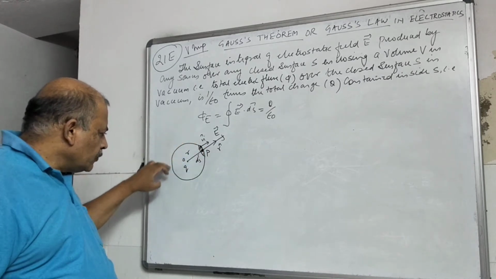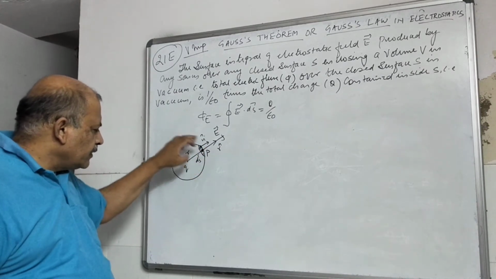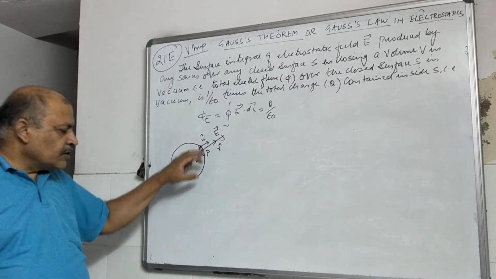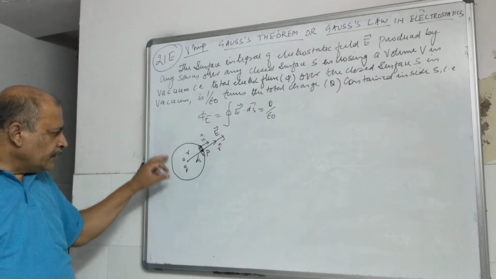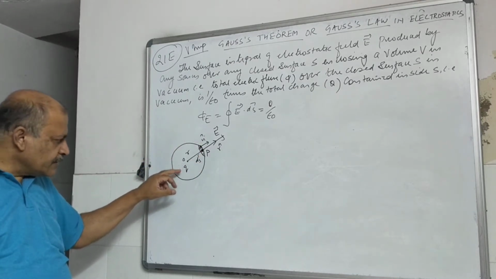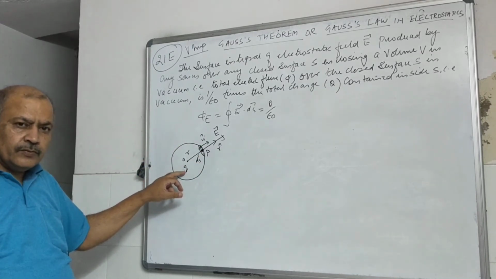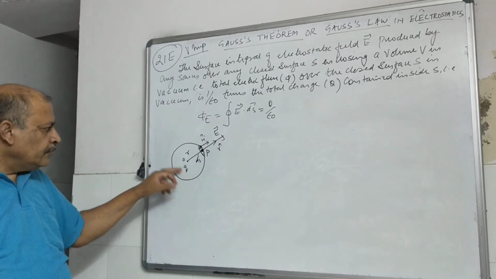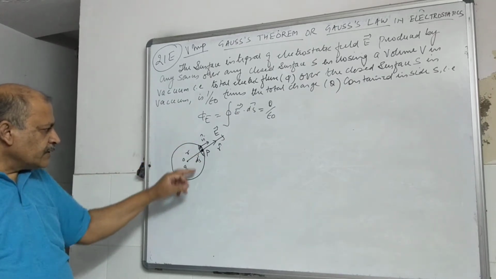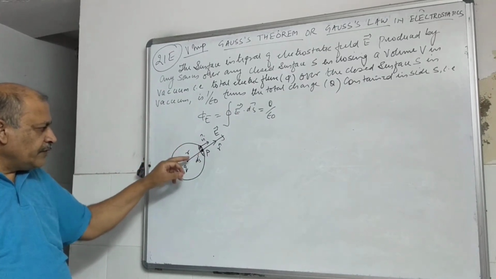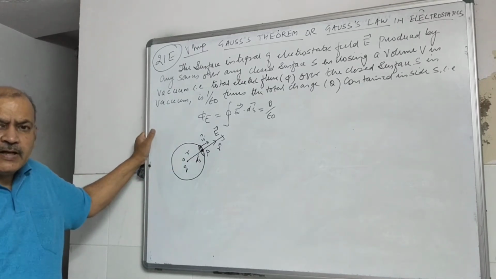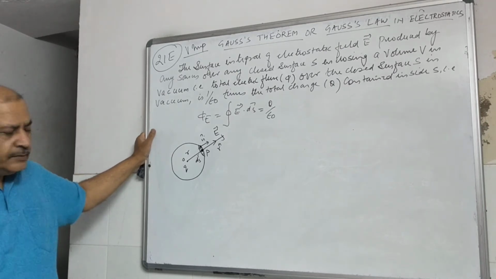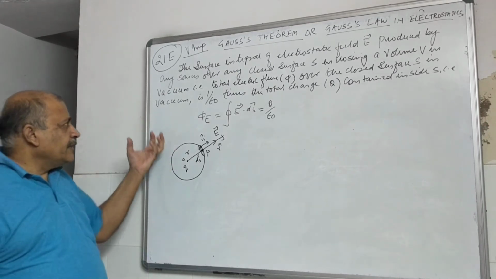Gauss law says the total electric flux coming out of this closed surface, right? Now this is a closed surface. In this the charge enclosed is this Q, right? So the total electric flux coming out of this closed surface is equal to the product of charge into 1 upon epsilon naught.